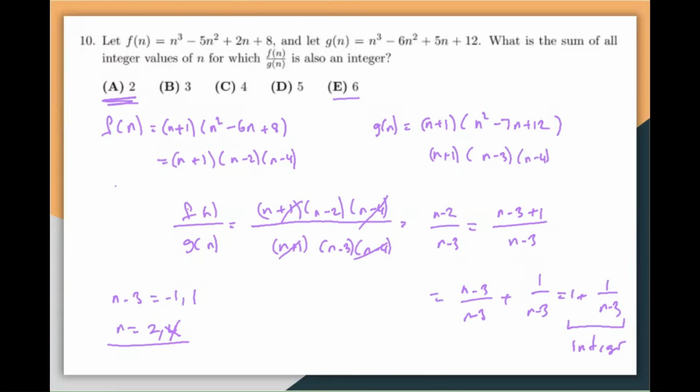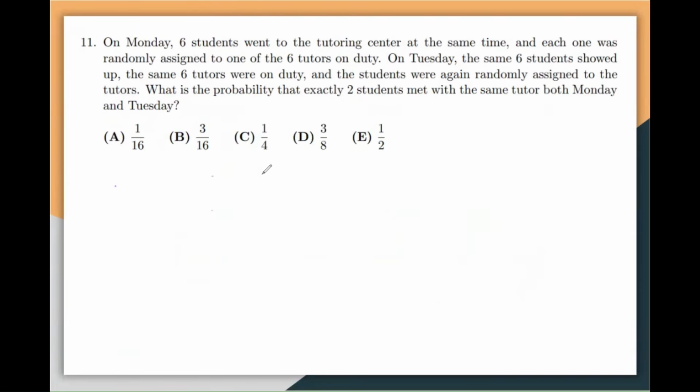Okay, so let's do the next question. Here's number 11. On Monday, 6 students went to the tutoring center at the same time, and each one was randomly assigned to one of the 6 tutors on duty. On Tuesday, the same 6 students show up, and the same 6 tutors were on duty, and students were again randomly assigned to the tutors. What is the probability that exactly 2 students met with the same tutor on both days?